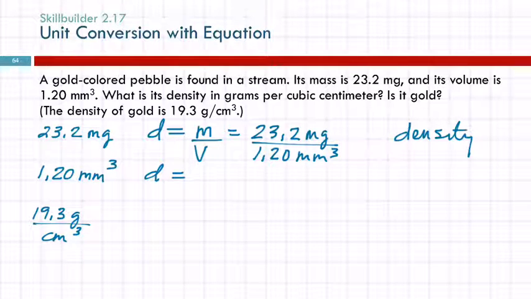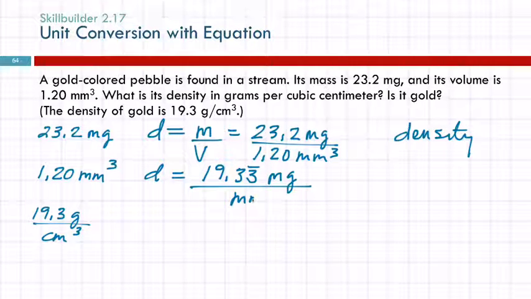So the density equals 23.2 divided by 1.2, 19.33 repeating. What are the units? Milligrams per cubic millimeter. We found the density. Are we going to get this right on a test question? No, because it says grams per cubic centimeter, and we've got milligrams per cubic millimeter. Dang. There's going to be unit conversions in here after all.